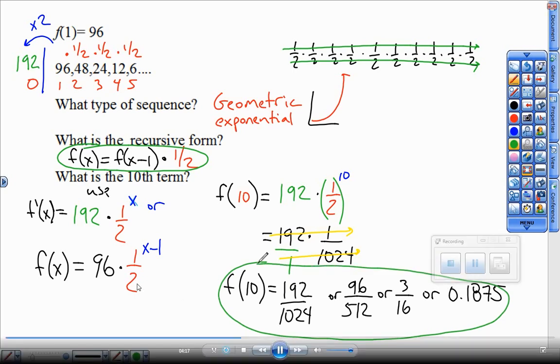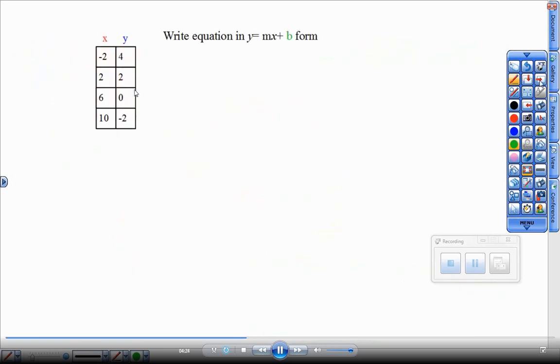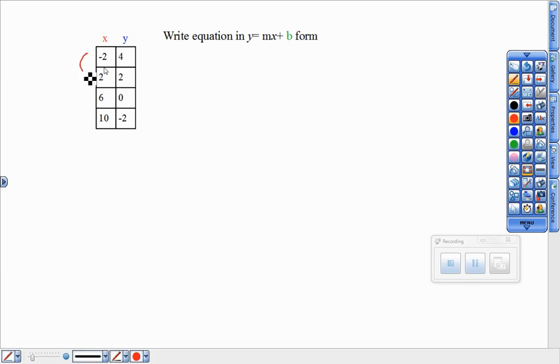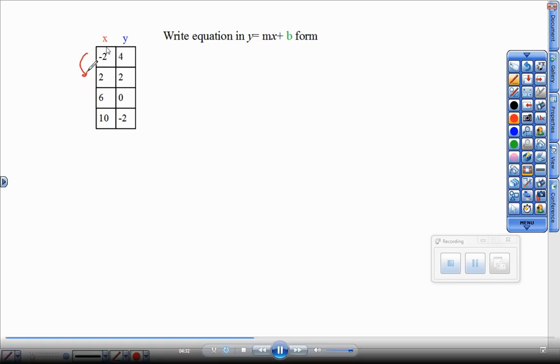All right, next problem. This one, again, using the table to find your slope and then backtracking to the zero term to find your y-intercept. So the change in x is going up by 4, going up by 4, going up by 4. The change in y is going down by 2, going down by 2.